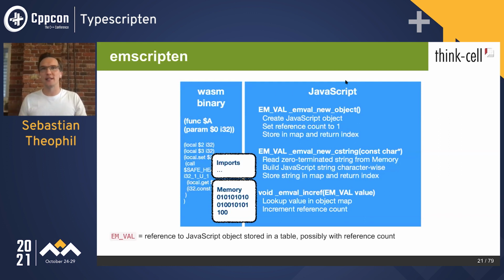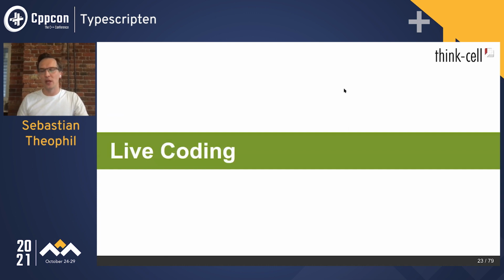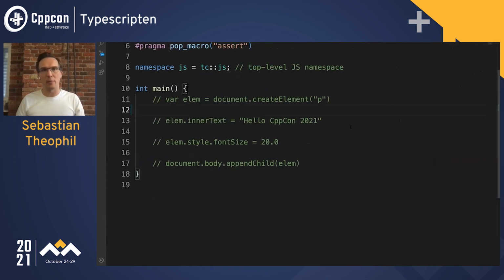And if you have those two things, then there are all kinds of other things you can do. Of course, you can write a function that would increase the reference count, decrease the reference count, or call a method on one of those emval objects. Okay, so now we know that we can call JavaScript from C++, thanks to emscripten. Now we would really like something better. We would like to make those calls in a type-safe way. So how could that look? Let me show you in a small example.